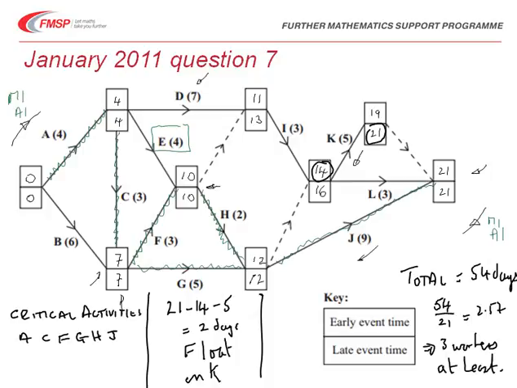Looking at the marking for those parts, there were 2 marks for the critical activities: B1 if there was at most 1 error, and a second B1 if there are no errors at all. The float: M1 for the method and A1 for the answer 2 days. And again, method mark M1 and A1 for the 3 workers for the minimum number.